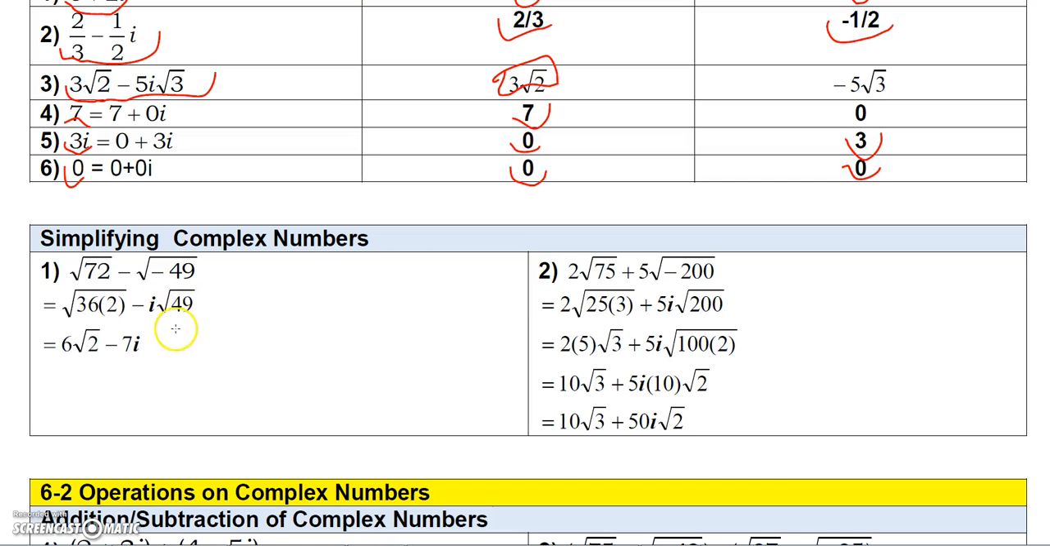And now if I simplify these radicals, the square root of 36 is 6, so I can pull that out of the radical. And so the real portion is 6 times square root of 2. And then the imaginary portion is actually the square root of 49, which is 7 times i. So we have i times 7, which I'll just write as 7i. And so we have 6 square root of 2 minus 7i. And that simplifies that one.